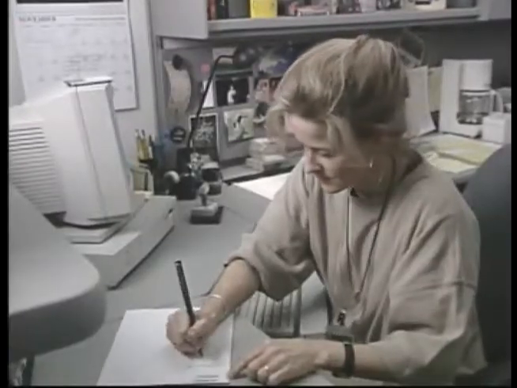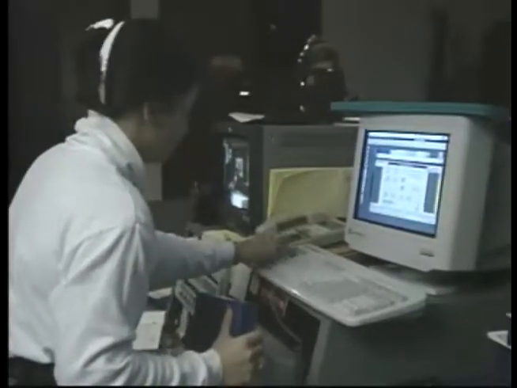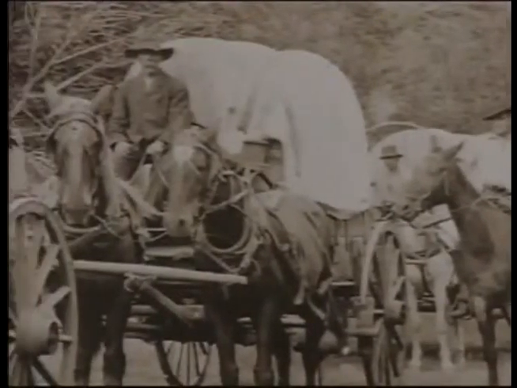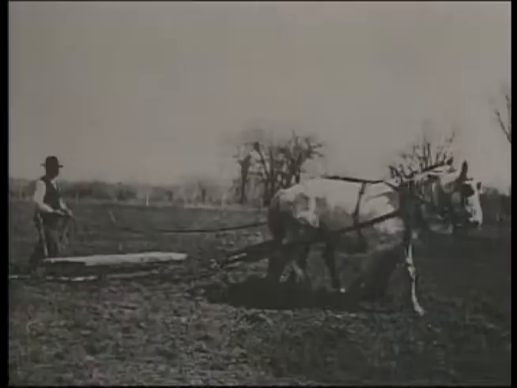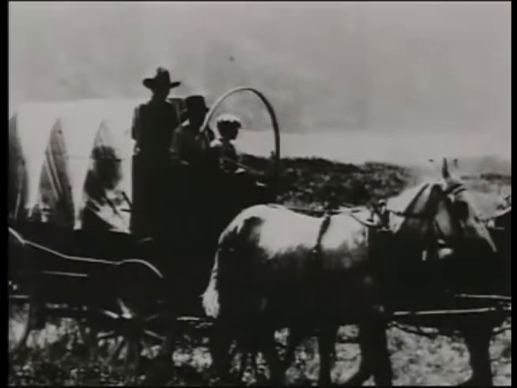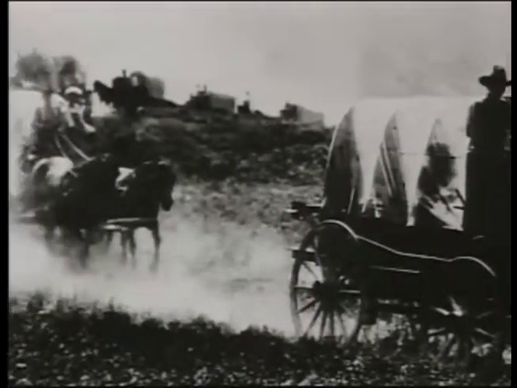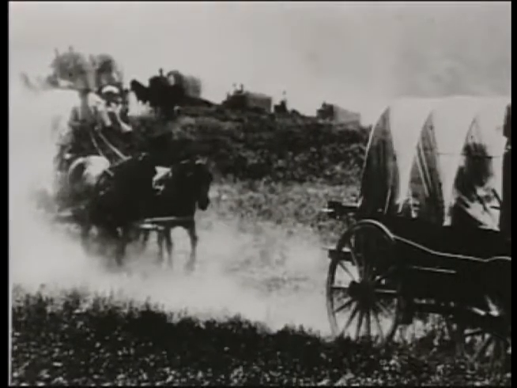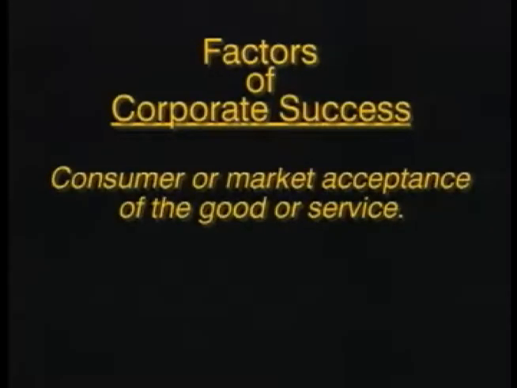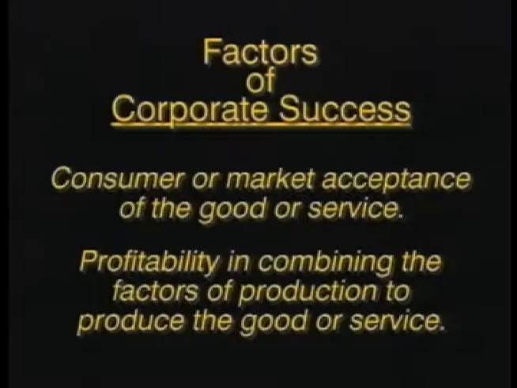Corporations are like people. They are born, grow, live, and die. At one time, there were many businesses associated with horse-drawn vehicles, makers of wagons, wheels, and harnesses. Now, due to changing market demand, they have all but disappeared. Given a well-functioning free market, once a corporation is created and its purpose defined, its fate in general will depend on two factors: consumer or market acceptance of the good or service, and profitability in combining the factors of production to produce the good or service.